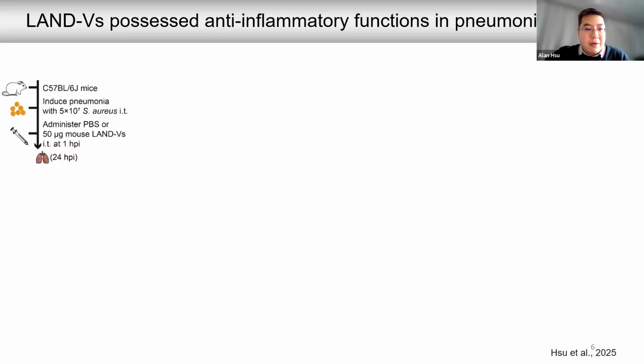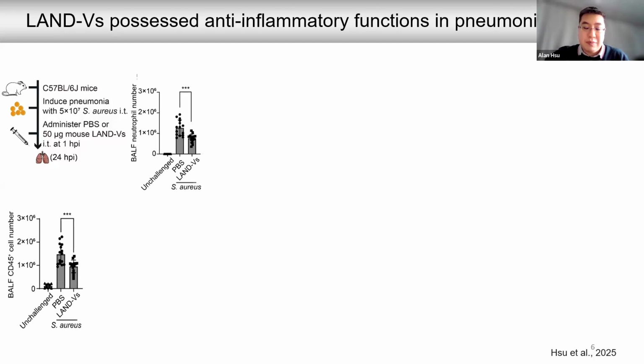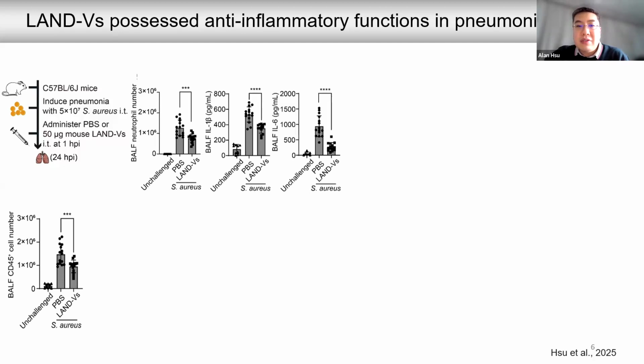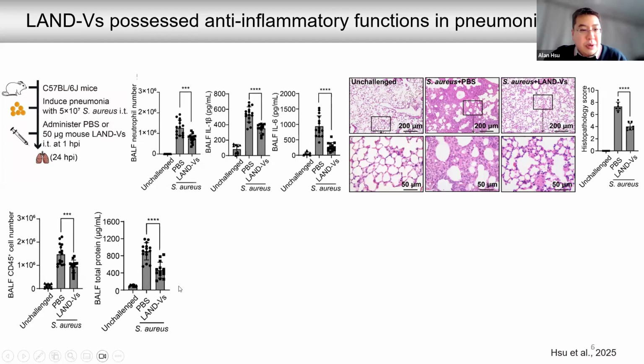Thank you. So at 24 hours, we found that when you adoptively transfer LAND-Vs, you have significantly less white blood cell infiltration, less neutrophil infiltration, suggesting less inflammation. This coincided with lower levels of interleukin-1 and interleukin-6 pro-inflammatory cytokines, also suggesting lower inflammation. Histologically, compared to the PBS-treated group, the LAND-V-treated group had significantly less inflammatory lungs, so you can see that the lung tissue is less swollen and also has less neutrophil infiltration. This also coincided with a lower protein amount, showing less edema and less vascular leakage, suggesting alleviated lung damage.